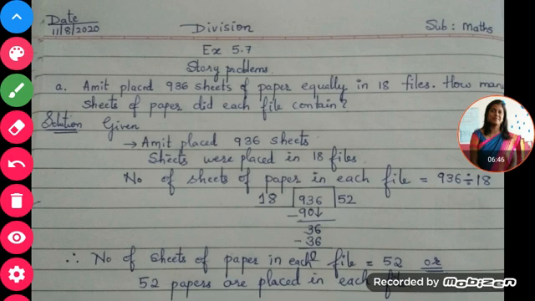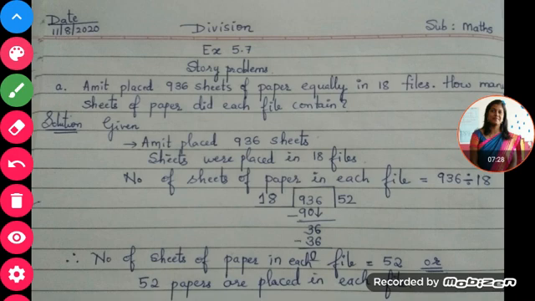So 93, if you take the 18's table: 18 ones are 18, 18 twos are 36, 18 threes are 54, 18 fours are 72, 18 fives are 90. Here 18 sixes are 108, which is quite more than the value. So I'm going to go with the smaller value. 18 fives are 90, and when I subtract it I get 3, and 3 is less than 18, so I have to take my next digit down, that is 6. And 36 can be divided by 18, as it is a multiple of 18. So 18 twos are 36, and 36 minus 36 gives me 0.